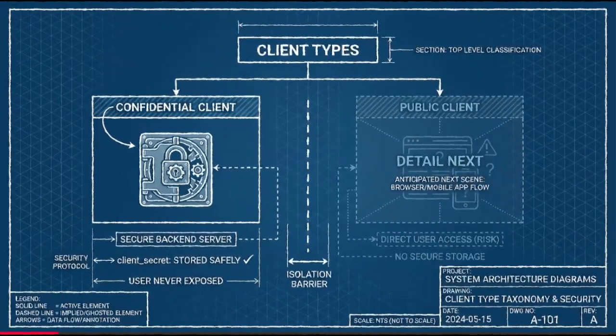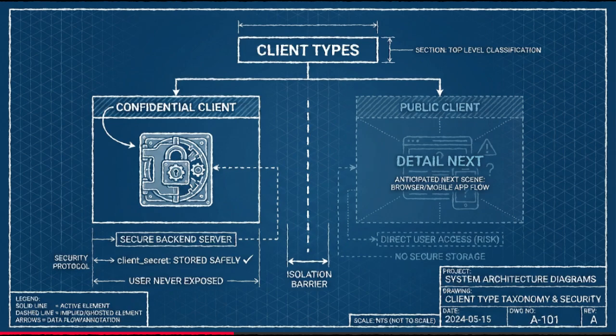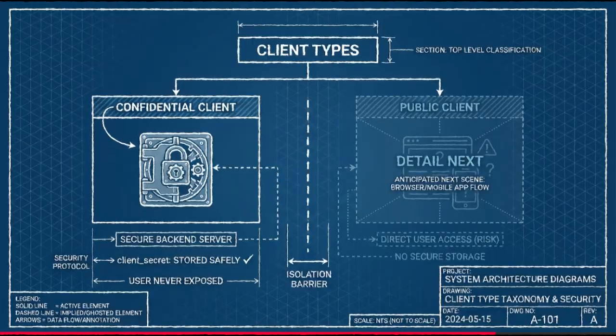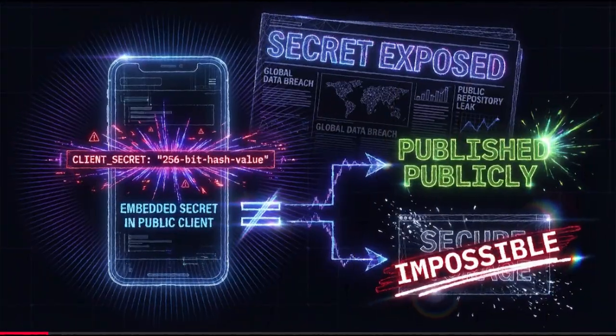Understanding this architectural separation is essential for categorizing application types into confidential clients and public clients. Confidential clients are secure back-end servers capable of safely storing a cryptographic client secret without exposing it to the end user. Whereas public clients include native mobile applications or single-page applications where the source code executes directly on the user's device. In those environments, embedding a static secret is equivalent to publishing it publicly. Secure storage is literally impossible.